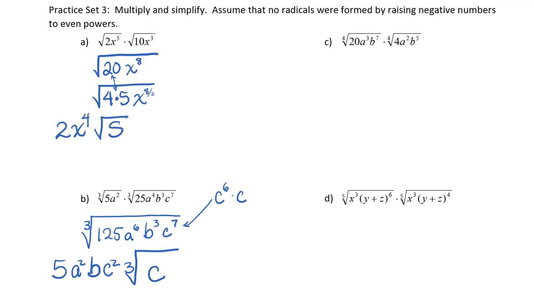Now let's look at the next example, part C. We have the fourth root of 20a to the third, b to the seventh, times the fourth root of 4a squared times b to the fifth. We're going to rewrite this under one root, the fourth root of, now we're going to take the 20 times the 4, that will give me 80, a to the fifth, b to the 12th.